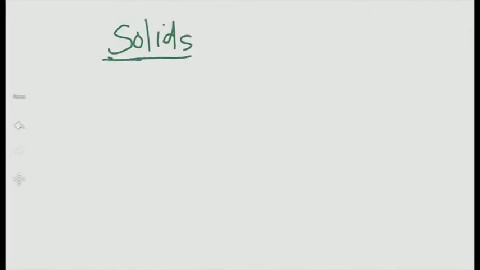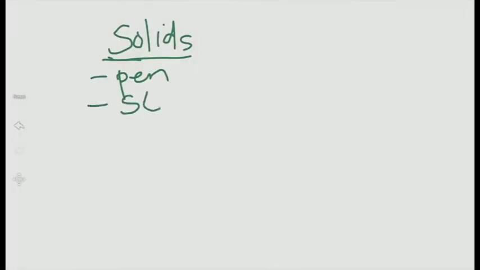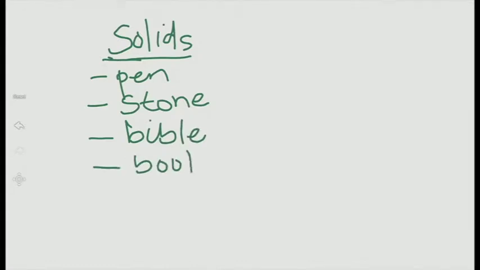Let's start with the examples of solid. Let's list all the things that are solids. I will list some, and you at home, you are just going to list more than what I have listed. Solids are any substances that have a definite shape. For an example, this pen in front of me, it is a solid. It is in a solid state. So we have a pen, we have stone, we have Bible, we have a book, and many more other substances that are in a solid state.